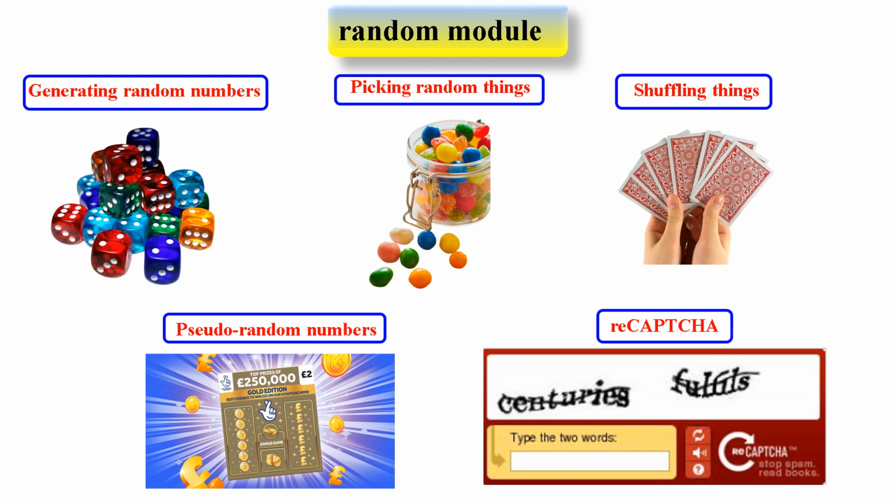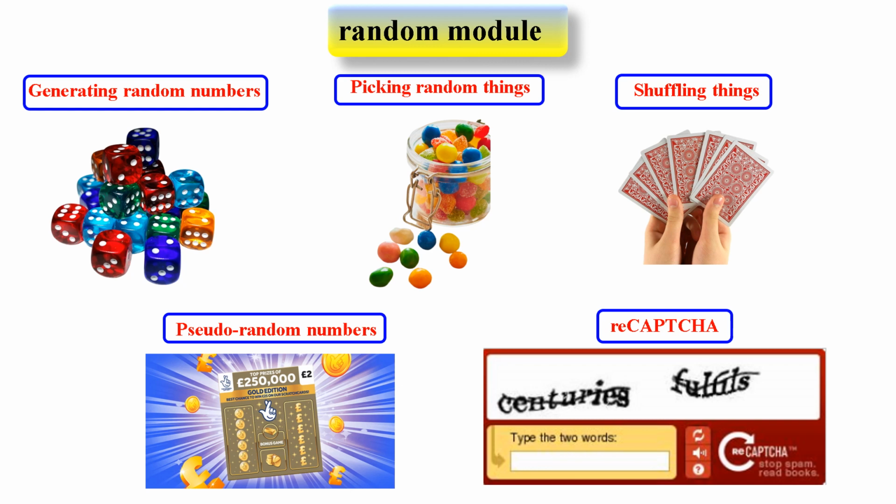Picking random things. Imagine you have a jar filled with different colored candies. The random module can help us pick a random candy from the jar. We can use this to create surprises in our programs, like picking a random character in a game or a random question in a quiz.